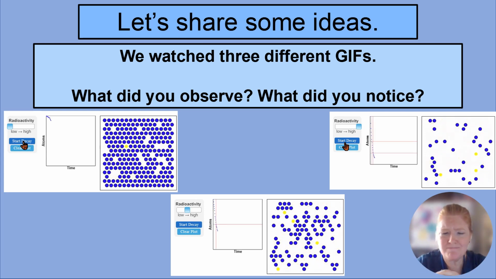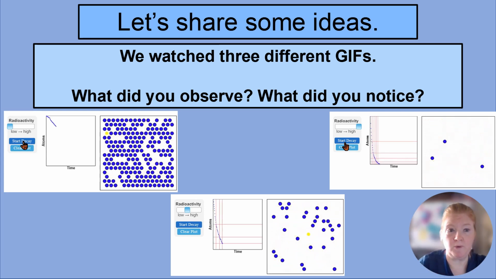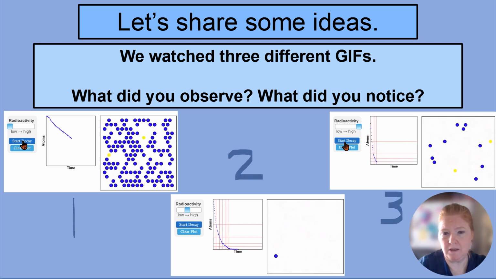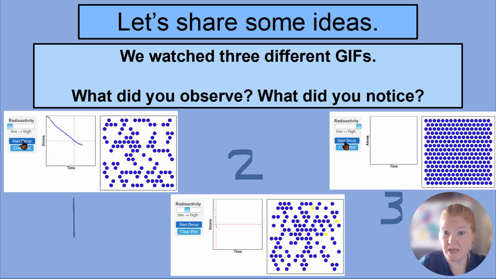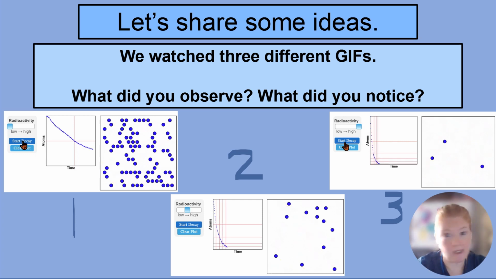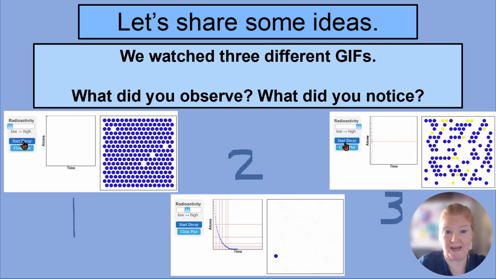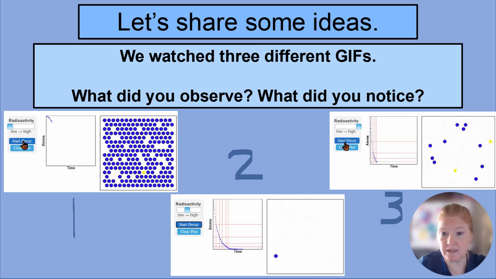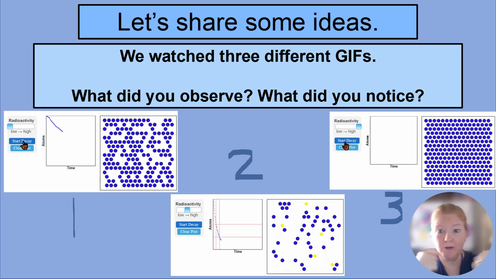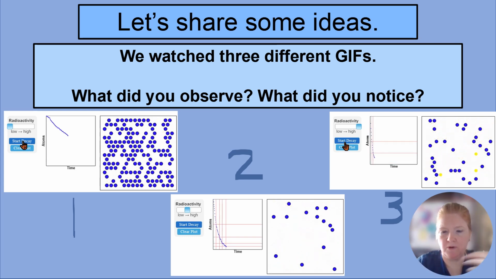Let's share ideas. What did you notice? We watched 3 different ones. So here was GIF 1, here was GIF 2, and here was GIF 3. Okay? What did we notice was happening? Did they all decay at the same rate? No, they did not. Did one decay faster than another? Yes, it did. Which one did decay faster? When the radioactivity was high or when it was low? What do we notice? What do we observe?